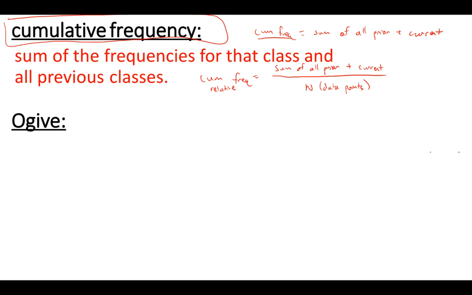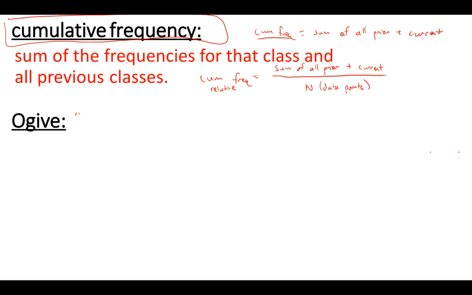Generally, you're just given one of the two and you'll figure it out. But generally, it's just that current frequency plus all the ones prior to it is cumulative. Then if you ask for cumulative relative, sometimes it won't even say that. It'll just assume the relative part. Then you're going to divide by the number of data points. So hopefully that's clear.